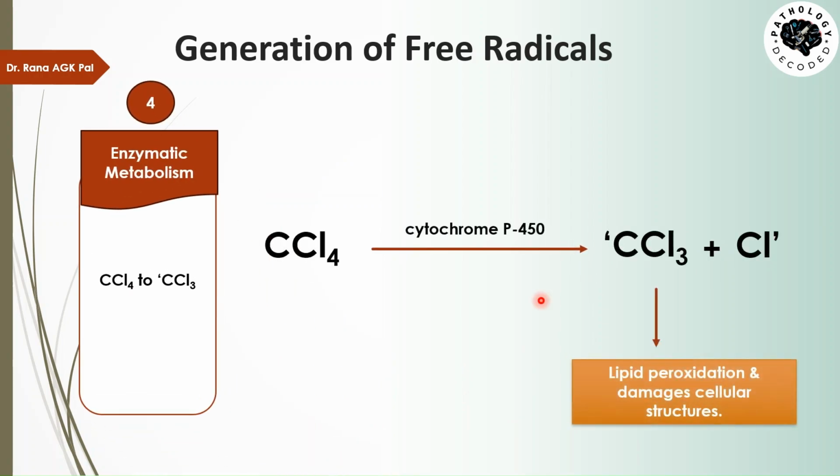Then there is generation of free radicals at the time of enzymatic metabolism, for example, toxins. Carbon tetrachloride, which was once widely used in the dry cleaning industry, is converted by cytochrome P450 to the highly reactive free radical carbon trichloride, CCl3. This causes lipid peroxidation and damages many cellular structures. In a similar manner, other compounds like the analgesic drug acetaminophen are also converted to a toxic product during detoxification in the liver, leading to cell injury.